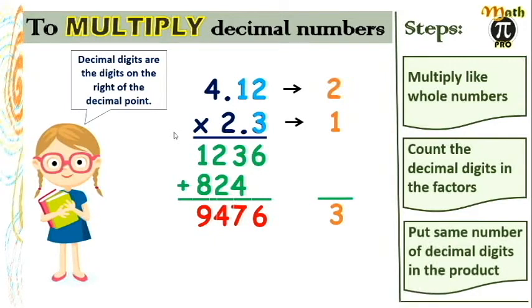After counting the decimal digits, we simply put the same number of decimal digits in the product. So if we have a total of 3, then moving the decimal point 3 times backward, our decimal point should be put here. As you see in our product, there are 3 decimal digits, which is equal to the total of the decimal digits in our factors. So here, the key is really counting the decimal digits, right? But of course, it is very important that you know how to multiply whole numbers. That's the first thing that you need to know before you are able to multiply decimal numbers. Alright?